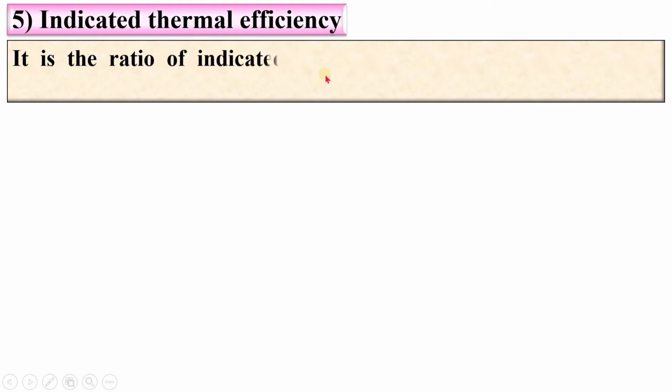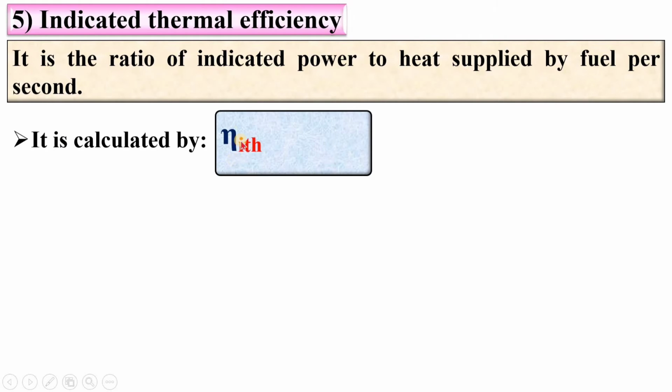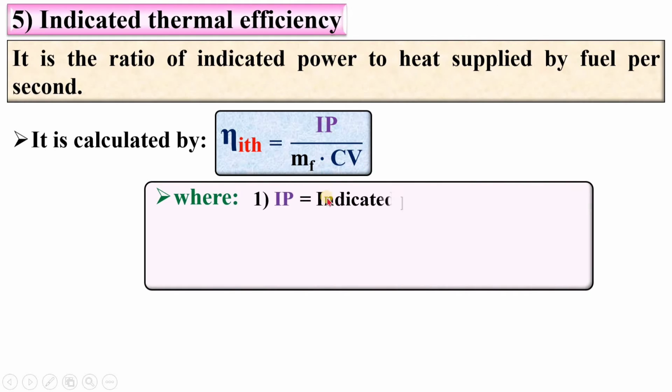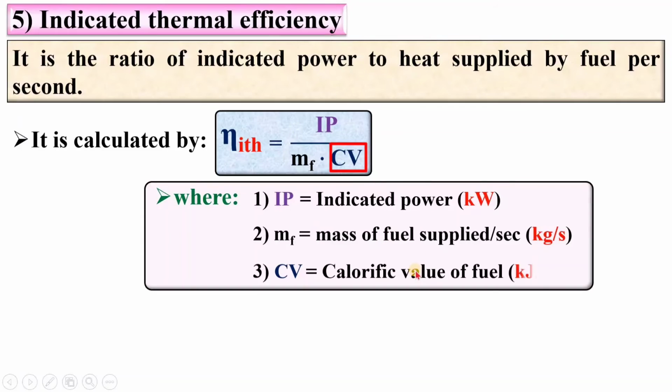Now let's start with the indicated thermal efficiency. It is the ratio of indicated power to heat supplied by fuel per second. It is calculated by eta indicated thermal efficiency is equal to IP upon MF into CV, where first IP is equal to indicated power, that is in kilowatt. Next, MF, that is the mass of the fuel supplied per second and the unit is kg per second. And third one, CV, that means calorific value of the fuel, that is in kilojoule per kg.